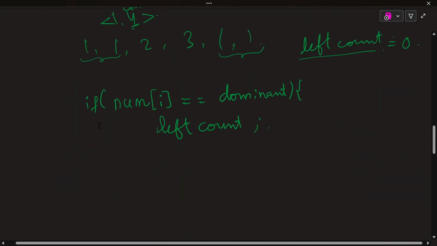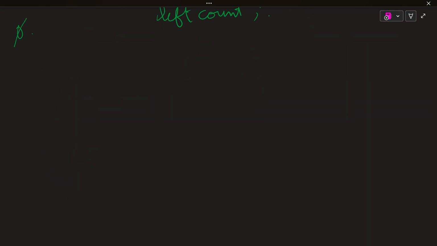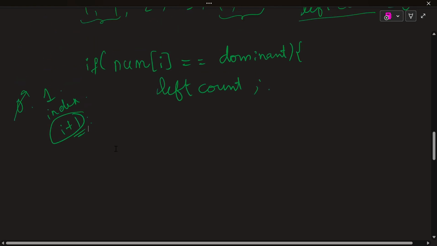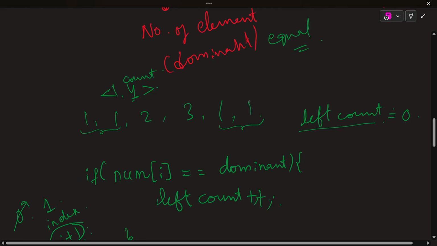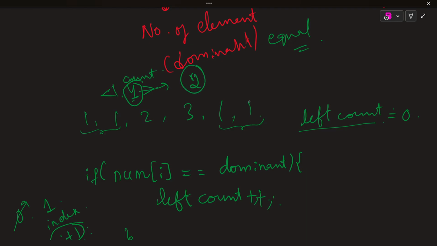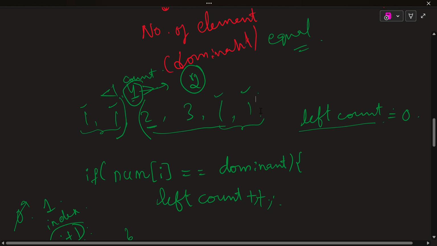Here we are not initiating with 0, we are initiating with one index, so to keep track I use i plus 1. Left count is incremented. If the left count is equal to half of this count, that is 2, then this will be the left array up to the particular index, and this will be the other array. Here you can see this part contains 2 and this part contains 2, that means an equal number of dominant elements.